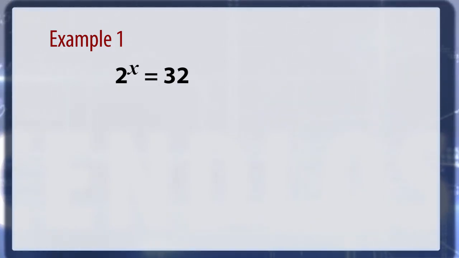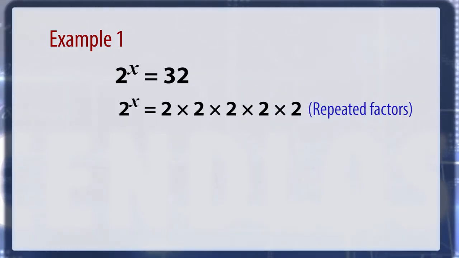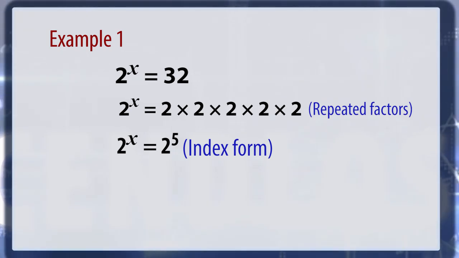Now, using repeated factors, we are going to write 2 raised to the power x to be equal to 2 times 2 times 2 times 2 times 2, which is 2 raised to the power 5. I'm sure you know that 2 raised to the power 5 is 32. So then we have 2 raised to the power x is equal to 2 raised to the power 5. Now you see the two sides are equal. The bases are the same. So we can say the exponents are also equal. So we conclude that x is equal to 5. That was very easy, wasn't it?